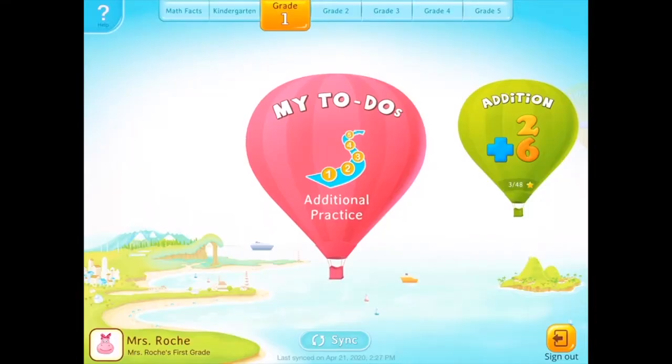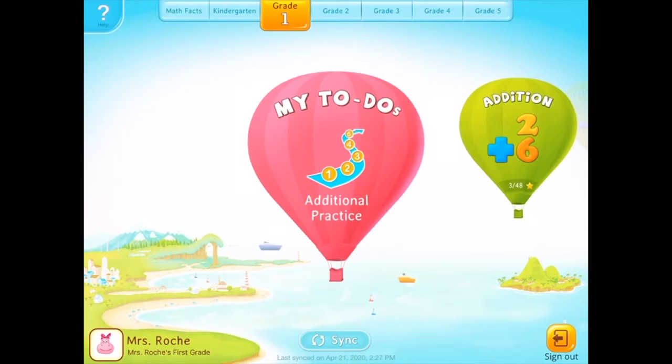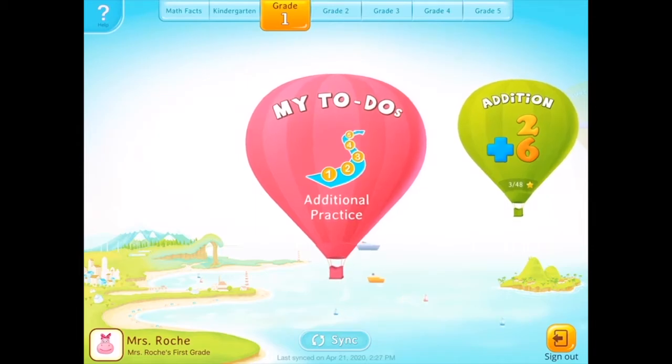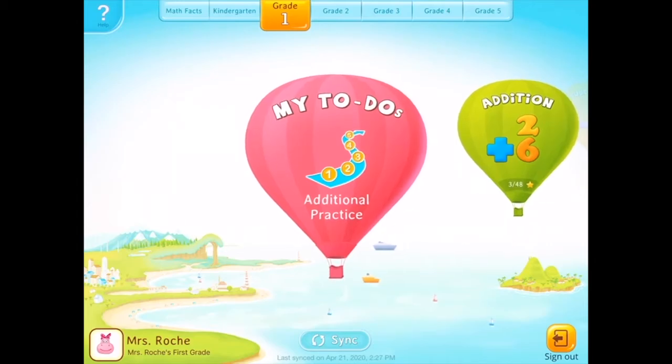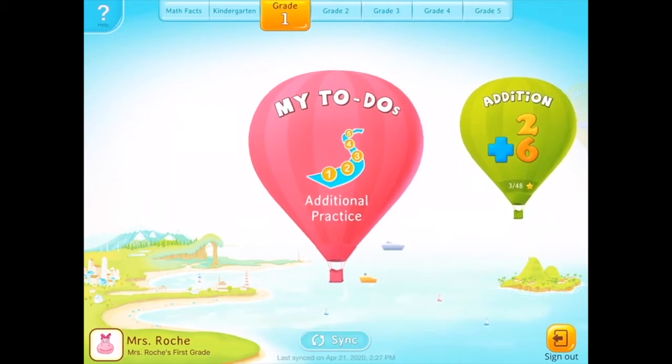Now, there is something that I wanted to bring to your attention. Now that I've finished my assessment, you can see I have a new balloon here that says My To Do's. It also says additional practice. What this means is Splash Math determined the areas that maybe I didn't answer correctly in my assessment and said these are the things that I need to practice. So I'm going to press this balloon because I know that I need to practice these skills for me to be ready for 2nd grade.